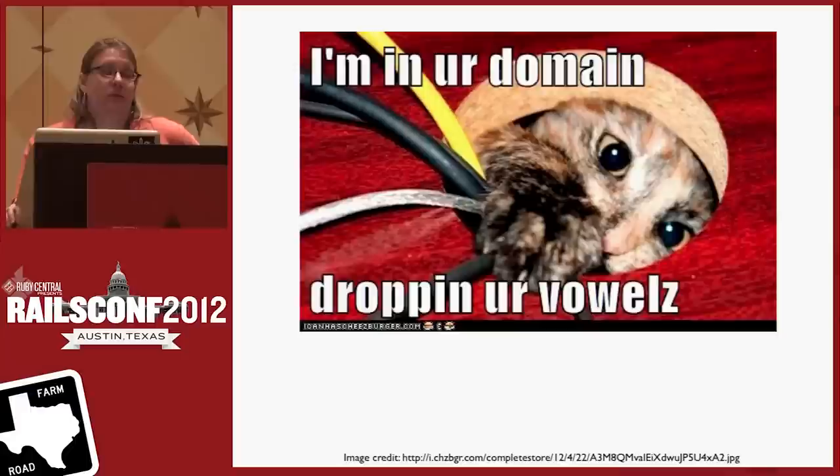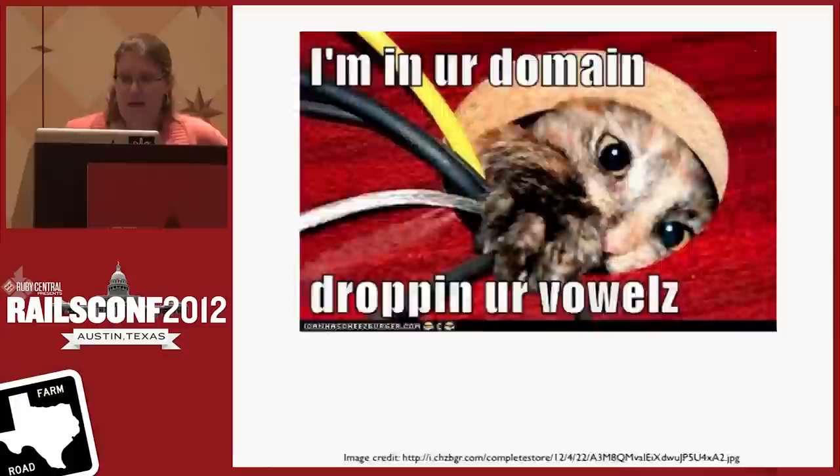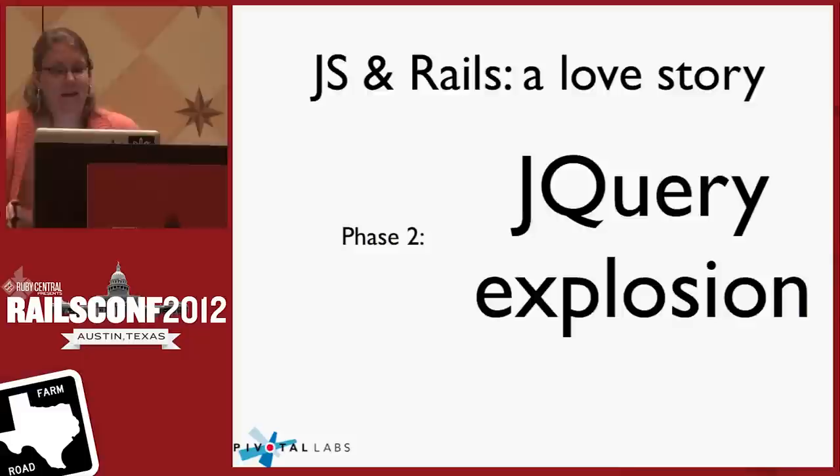So what, for example, if you have a request and you want to update two different divs with different content? You could make the JavaScript helpers do that, but not without effort. And you do actually, at that point, have to start writing actual JavaScript, if only a little bit. And when you get to that point, it's actually easier to stop using the helpers and start using jQuery directly. Which brings us to phase two, which I call the jQuery explosion phase. And this is what happens when you convert all of your Rails helpers calls into actual JavaScript.